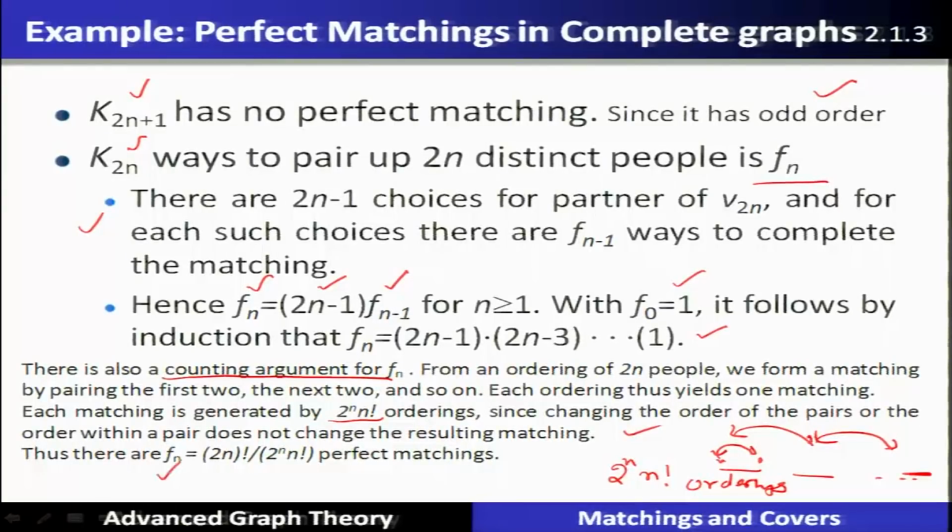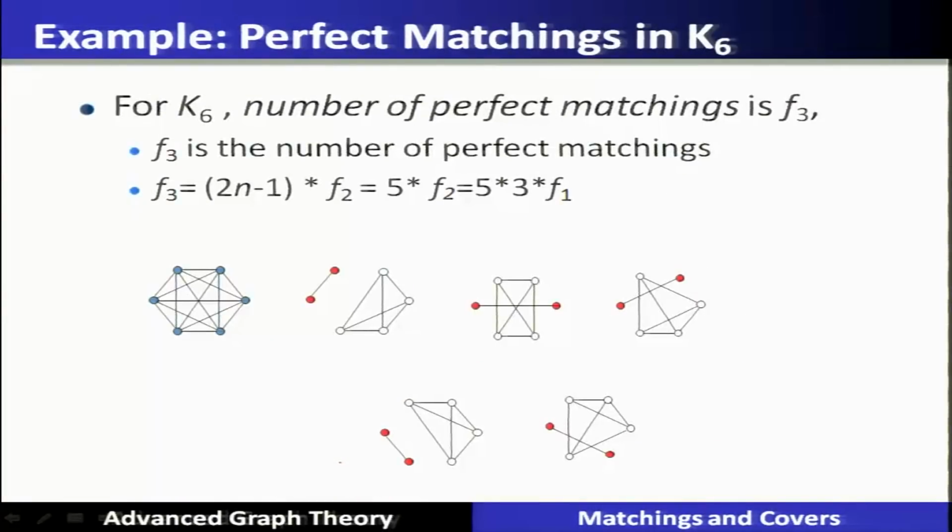So, the total number of perfect matchings we can see is 2n factorial divided by 2 raised to the power n times n factorial, different perfect matchings in the K 2n graph. For example, this is K 6.